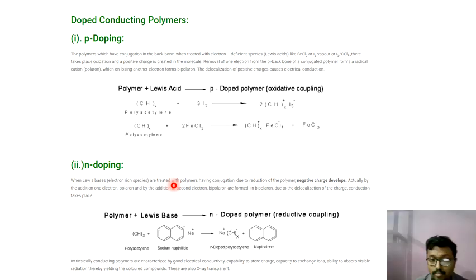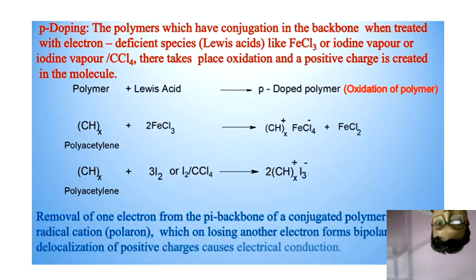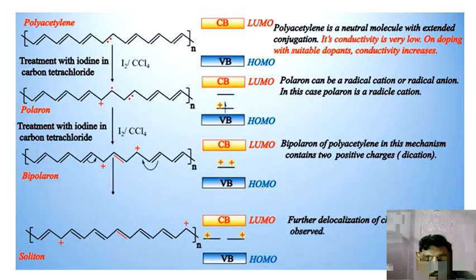So to make conductive polymer, if we want to use the n doping technique, we have to use some Lewis base, for example, sodium naphthalide. Now we have to discuss the mechanism. I already told you that for p doping, we have to use Lewis acid, for example, FeCl3 or iodine in CCl4, right? Now, what is the mechanism?